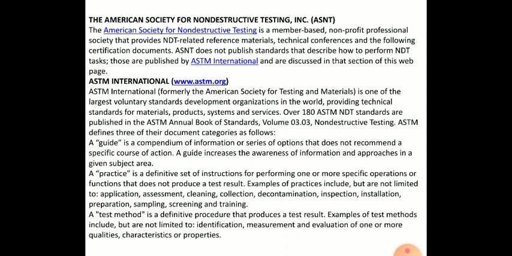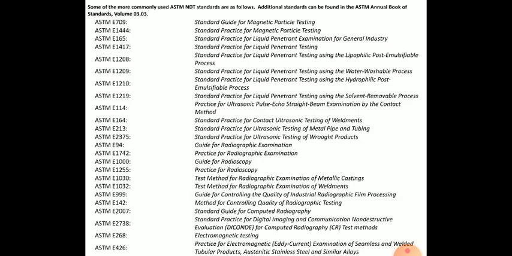Examples of a practice include, but are not limited to, application, assessment, cleaning, collection, contamination, decontamination, installation, and so on. And a test method is a definitive procedure that produces test results. Examples of a test method include, but are not limited to, identification, measurement, and evaluation of one or more quality characteristics of a property. So these are the basic things included in this course.